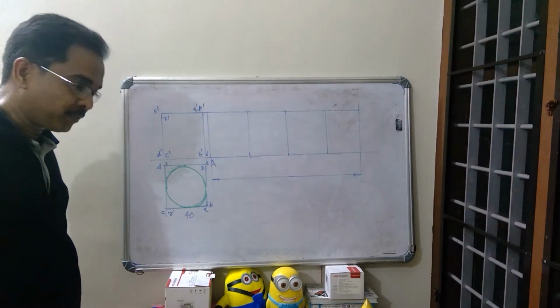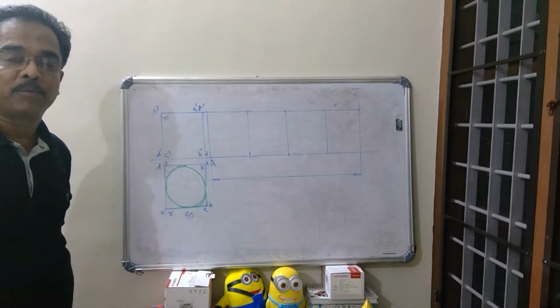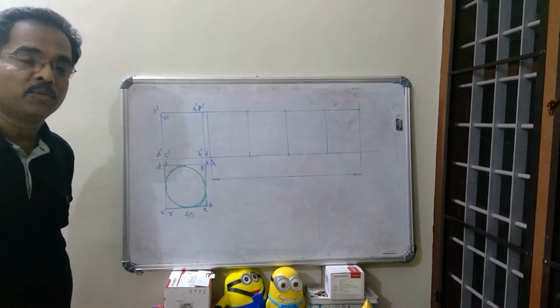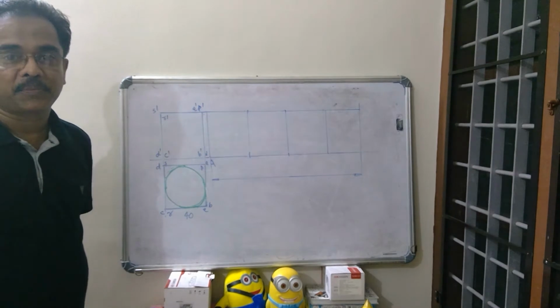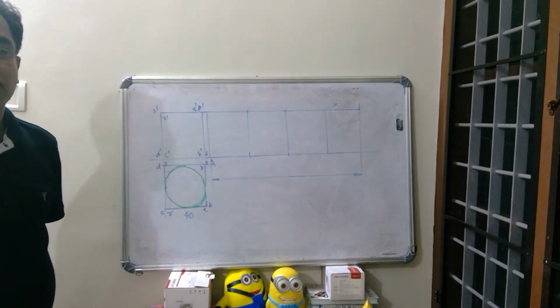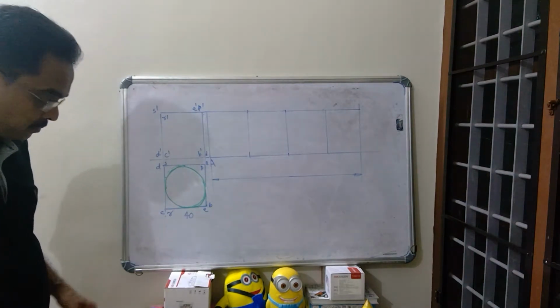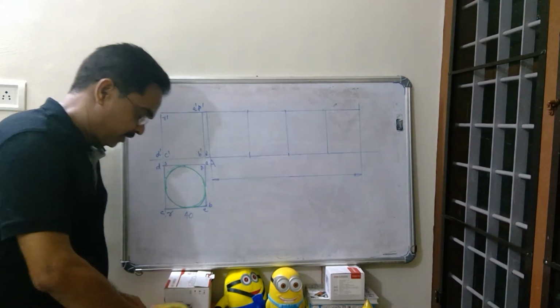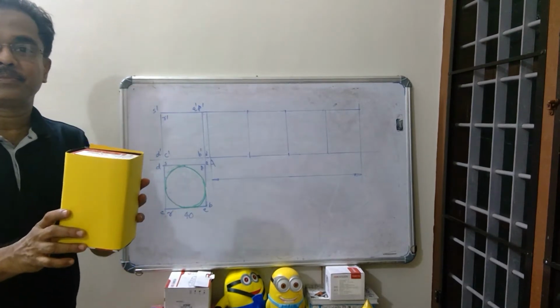Welcome back. Now I'm passing to the next chapter. It's a comparatively very simple chapter. It is development of surfaces. Okay, so I'll illustrate the concept of development of surfaces with some physical examples. This is a triangular box.